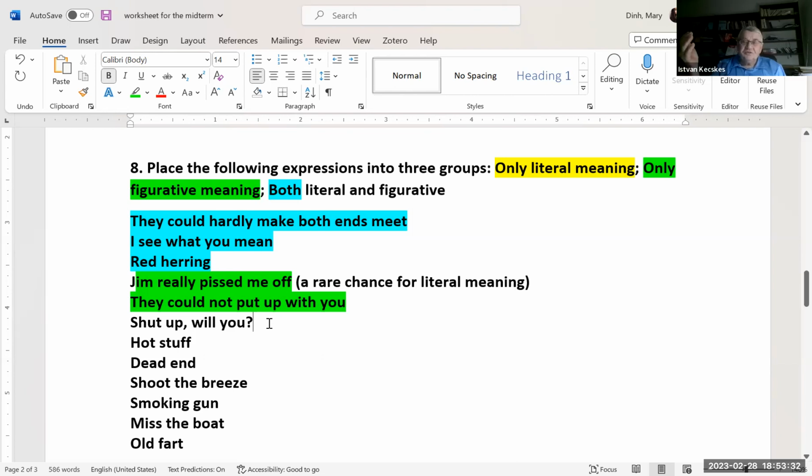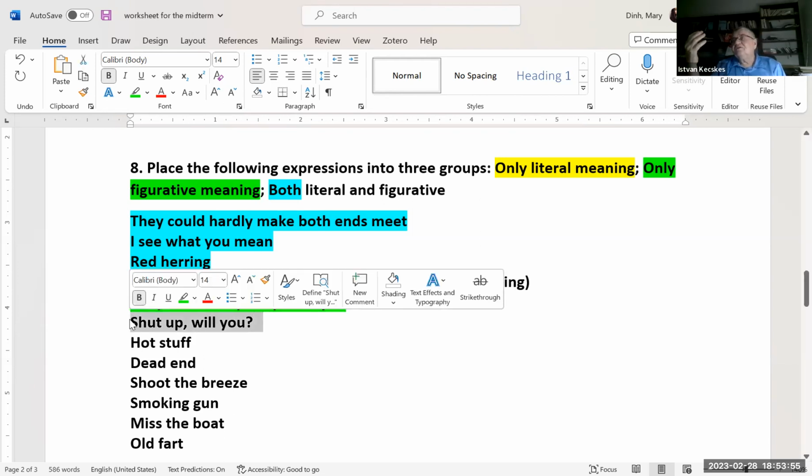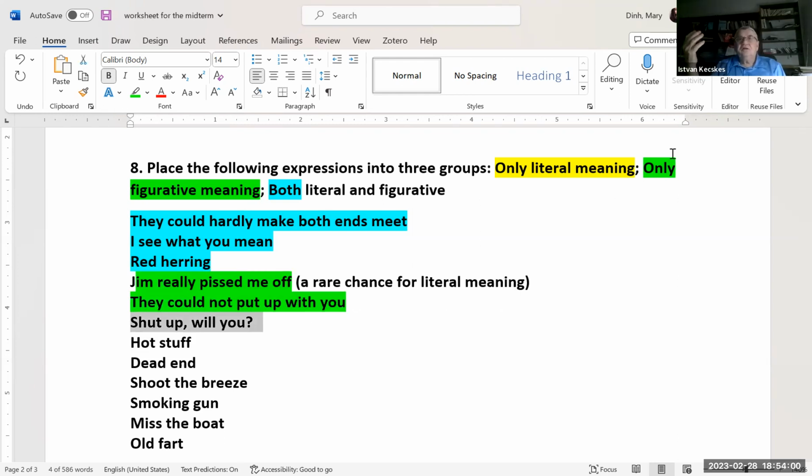What makes this an interesting expression is that it can have both a negative and a positive sense. In the literal sense, it means shut your mouth and don't say anything. But for example, someone tells his friend, John, I won $1 million on the lottery. And the guy says, shut up. Oh, shut up.